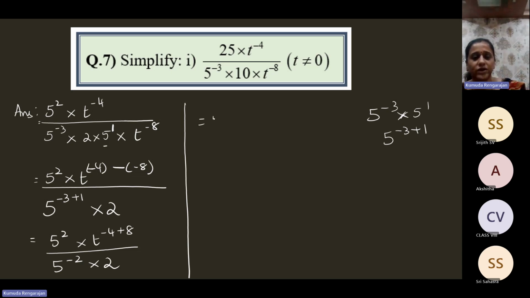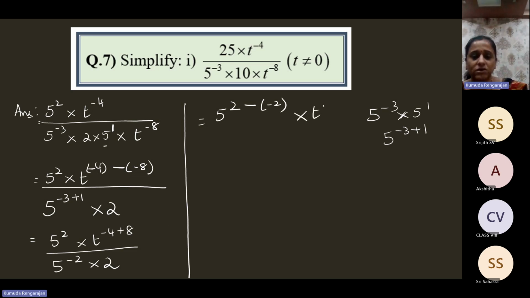which is equal to 5 to the power 2. In the denominator, we have minus 2. So when it's division, we have to subtract the powers. See here. Please watch. 5 to the power 2. And in the denominator, we have minus 2. The power is minus 2. We know we have to subtract the powers because it is division. In the denominator, the power is minus 2. And what's the operation? Subtraction.